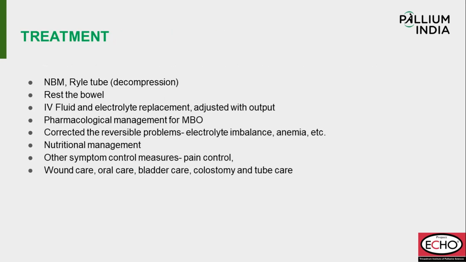So we kept him nil by mouth, with Ryle's tube drainage for decompression and to rest the bowel. At the same time, we gave IV fluid and electrolyte replacement according to his output, and we provided pharmacological management of the malignant bowel obstruction. We also corrected the reversible problems of the patient, like the anemia and the electrolyte imbalance. In this patient, nutritional management is very important, so we not only gave IV electrolyte replacement, we set up a central venous line and gave TPN and other nutritional management.